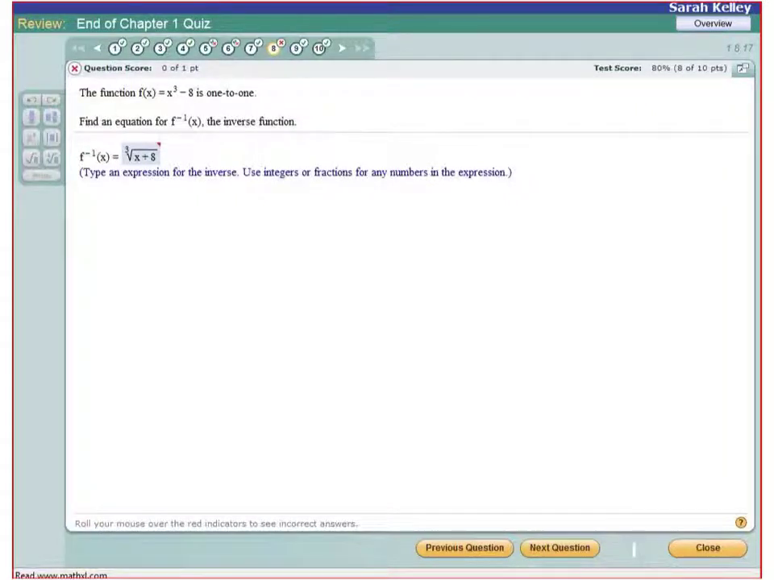Okay, in order to find the inverse, there's a few steps that we need to follow. The first one is to rewrite our f of x equals x cubed minus 8 as y equals x cubed minus 8. The next step is to swap our x and our y, and that's exactly what we do on our inverse function if we're going to graph it.